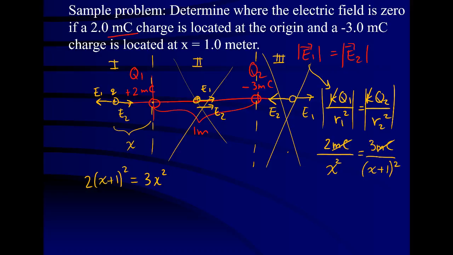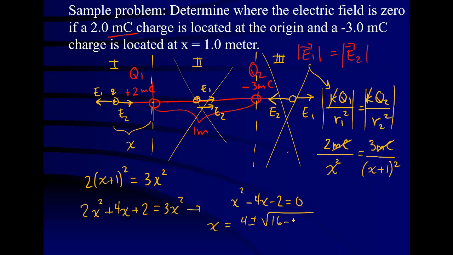Now, one thing you can do at this point is take the square root of each side, or you could carry this through and you would have 2x squared plus 4x plus 2 equals 3x squared. That tells me that we're going to have x squared minus 4x minus 2 equal to 0. So x is going to be equal to 4 plus or minus the square root of 16 minus 4 times 1 times -2, all over 2.